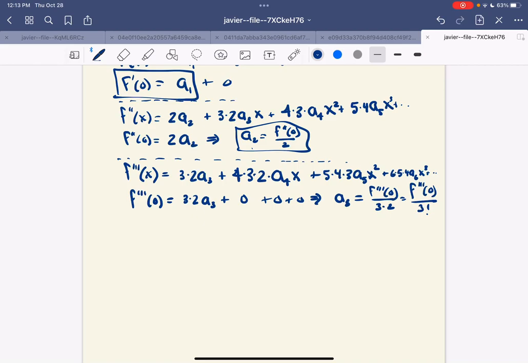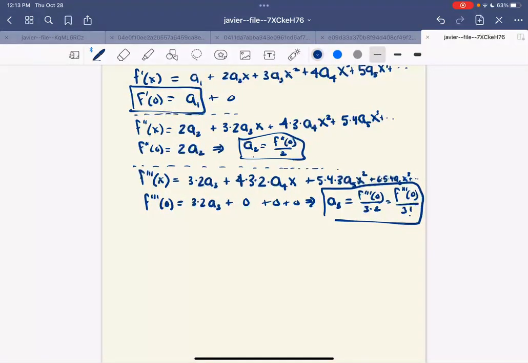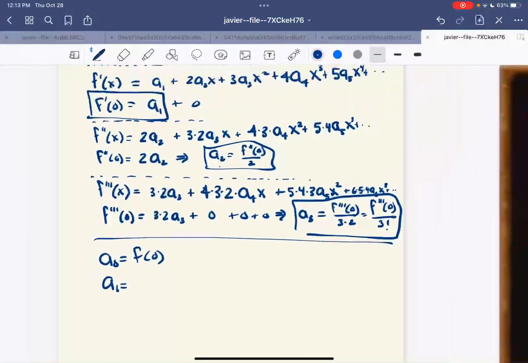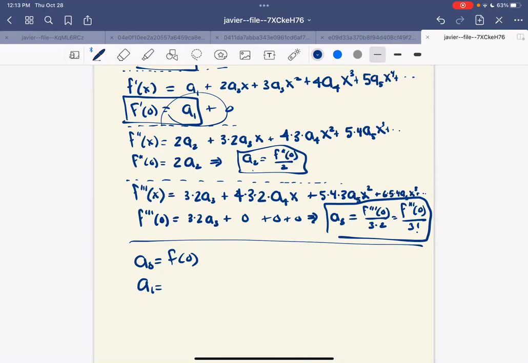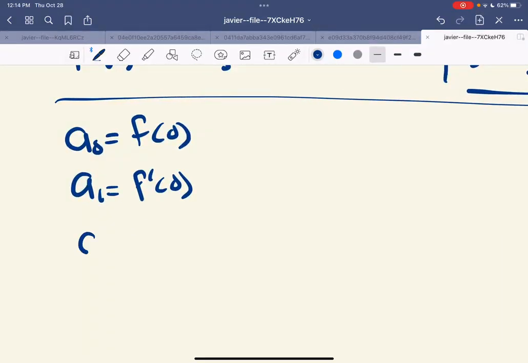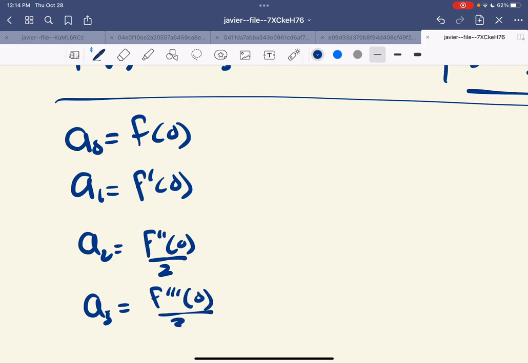that almost should be enough for most of us. Take a look at what we've discovered so far. A naught is equal to F of 0. A1 is equal to, from here it's just A1, F prime of 0. Of course, A2 is equal to F double prime of 0 divided by 2. A3 is equal to F triple prime of 0 divided by 3 factorial.